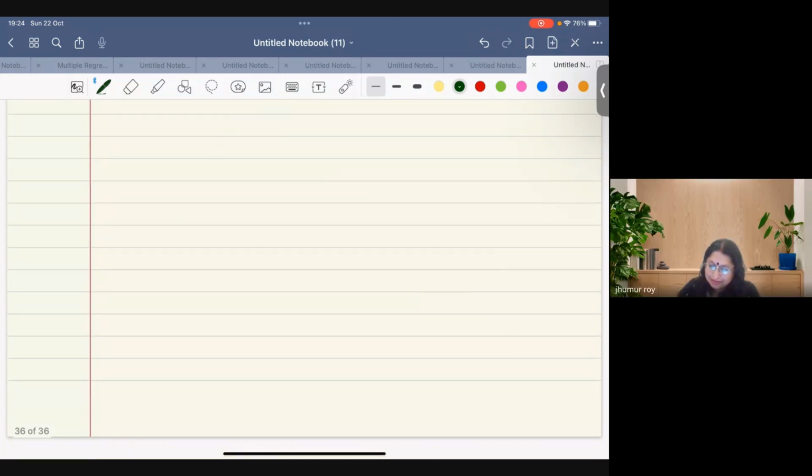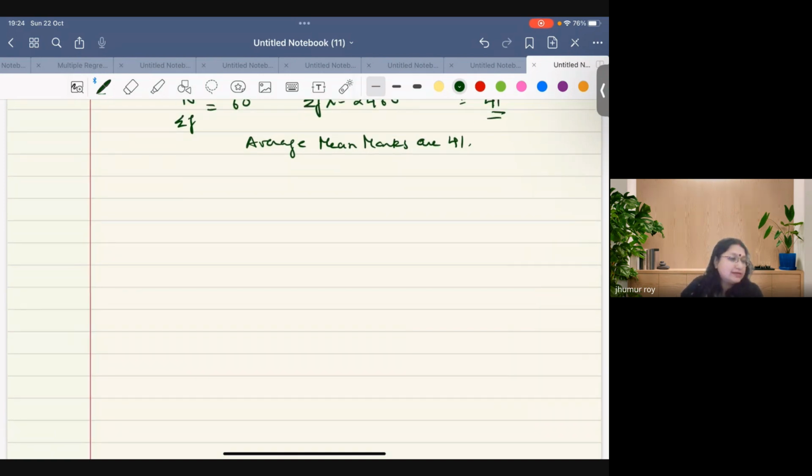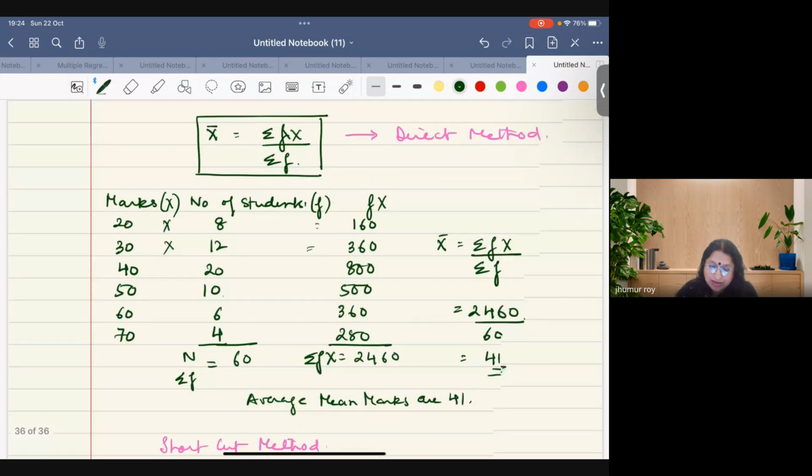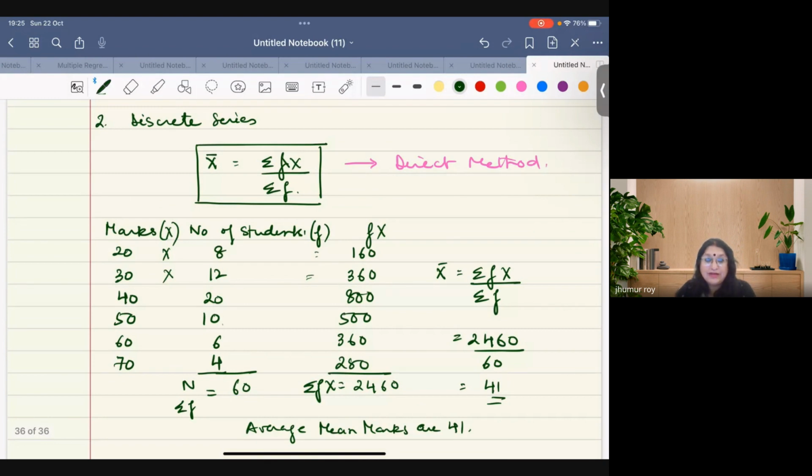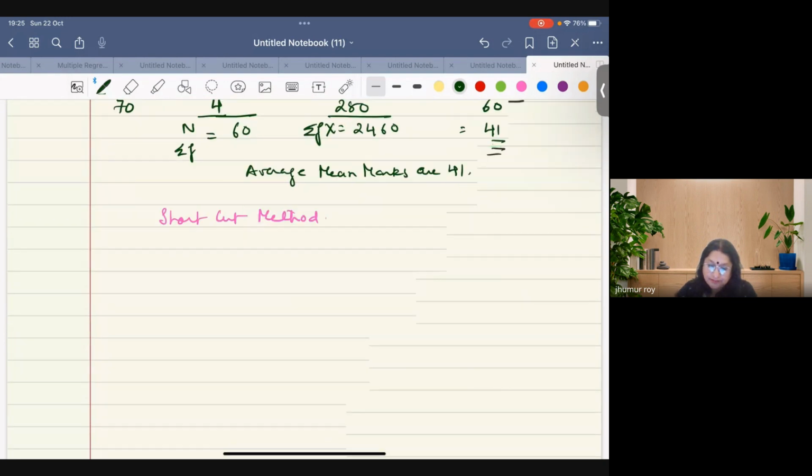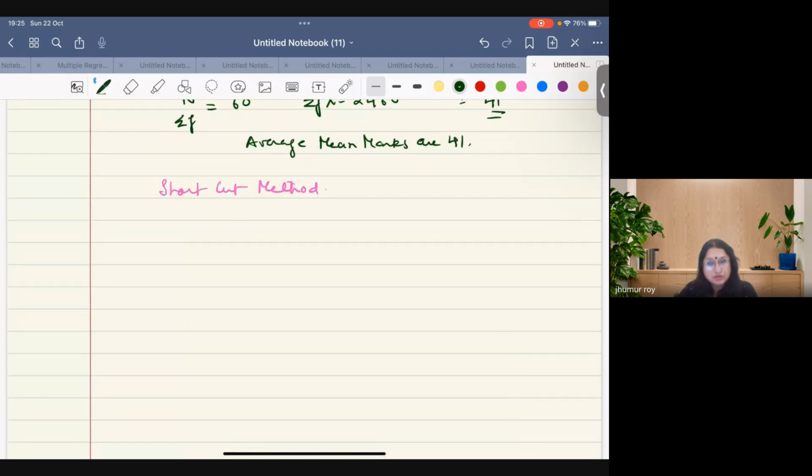So the second method is called the shortcut method. Now here we are doing a very easy sum, so these values are simple to calculate. Suppose the values were 20, 30, 40, 50, 60, but the number of students was like 236, 485, huge numbers. So we want a method where it becomes easier. So what we use is called the shortcut method.